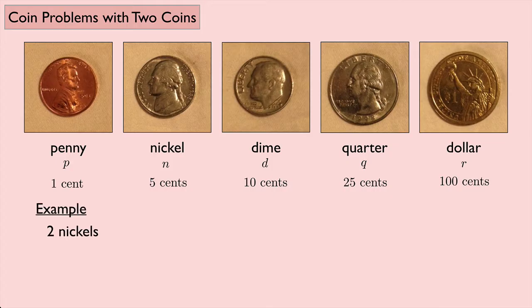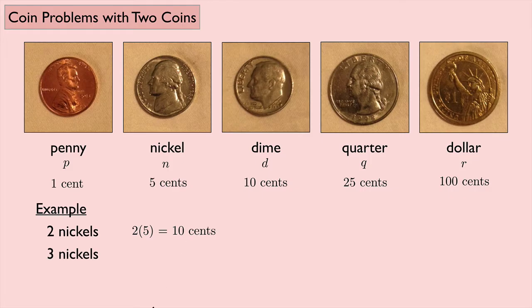So let's look at an example. If I have 2 nickels, then that would be worth 10 cents. And that's because I have 2 nickels. Each nickel is worth 5 cents. 5 times 2 is 10. That's a total of 10 cents.